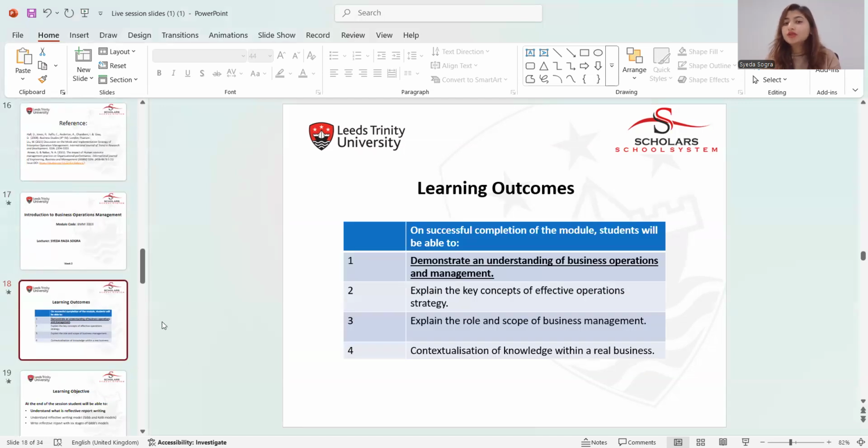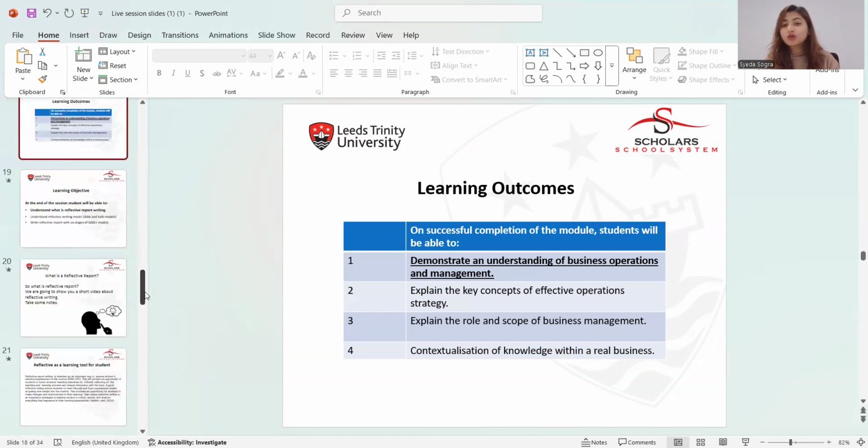Let's have a look at the learning outcomes. We will be able to demonstrate an understanding of business operation and management and explain the key concepts of effective operation strategy, explain the role and scope of business management, and also contextualize the knowledge with real business.